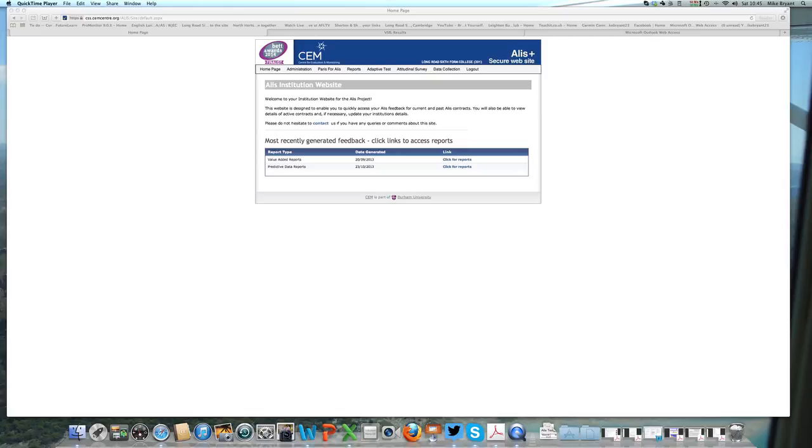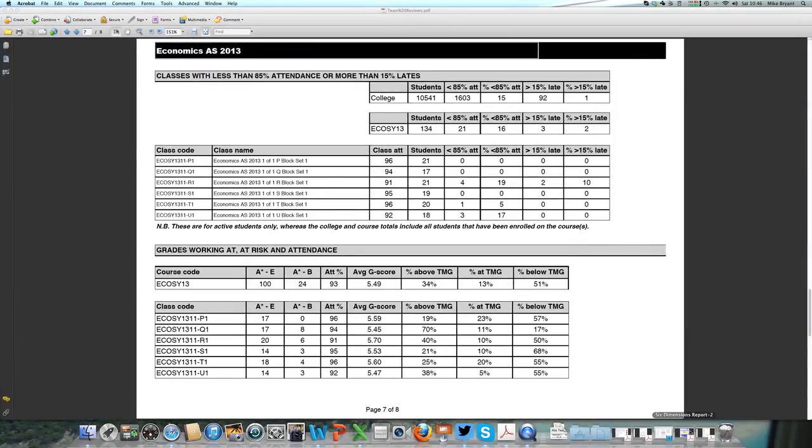Now, I've already been onto the ProMonitor system, and within the college you can access a report area within ProMonitor. So you pull down the Reports tab, and then you go onto the Team Review report. And although I've simply got that as a PDF, this is exactly in the format that report comes out. It's the same structure of information that you'll find on ProMonitor.